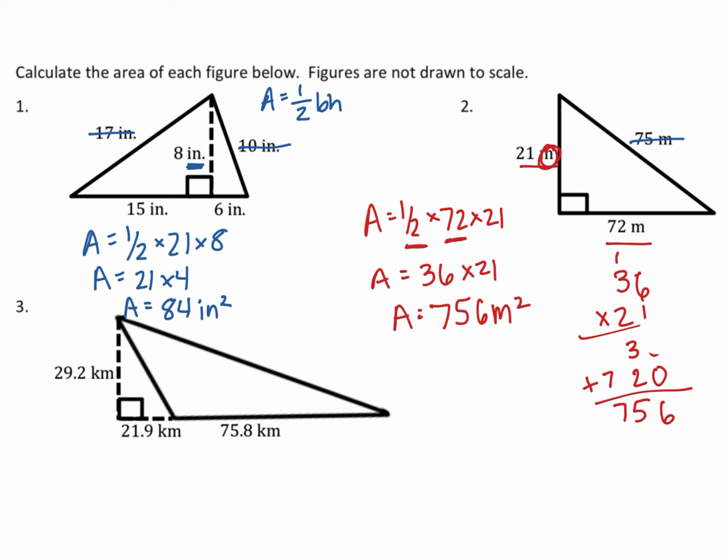This one is trying to trick you because this little dashed part right here is not actually part of the base. The only piece that makes up the base is this chunk that's actually making up a side length of the triangle. This is a distractor.